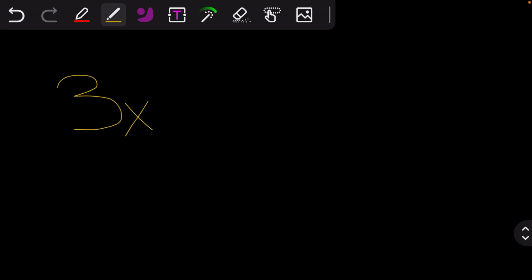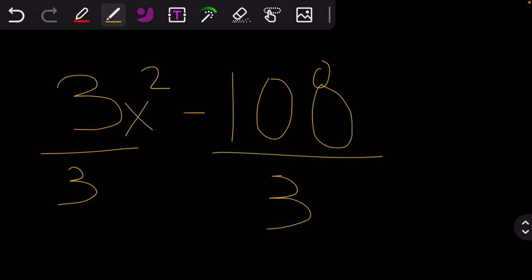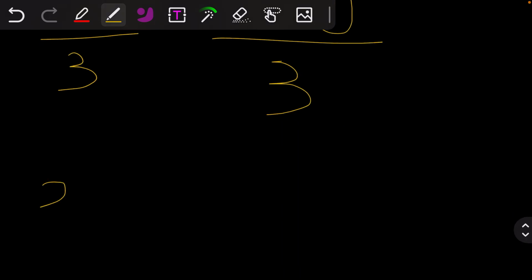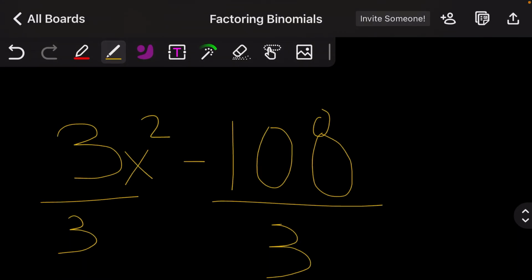Next example is 3x squared minus 108. So again, same principle. What can we factor or divide out of both of these terms? Both of these terms can be divided by a 3. So we'll go ahead and do that, and we'll put 3 on the outside of our parentheses, and then on the inside, we'll deal with the aftermath.